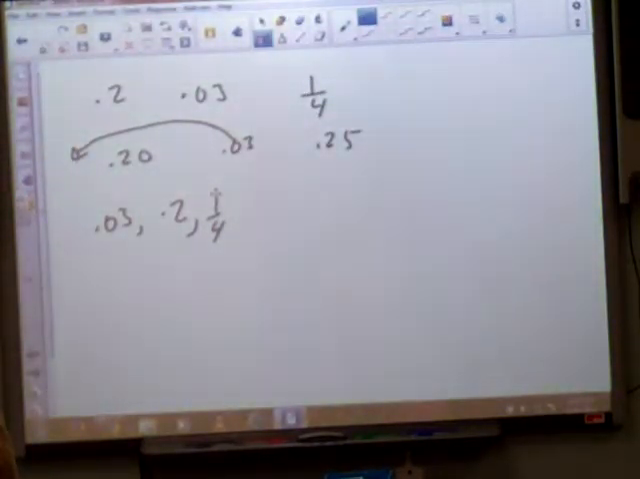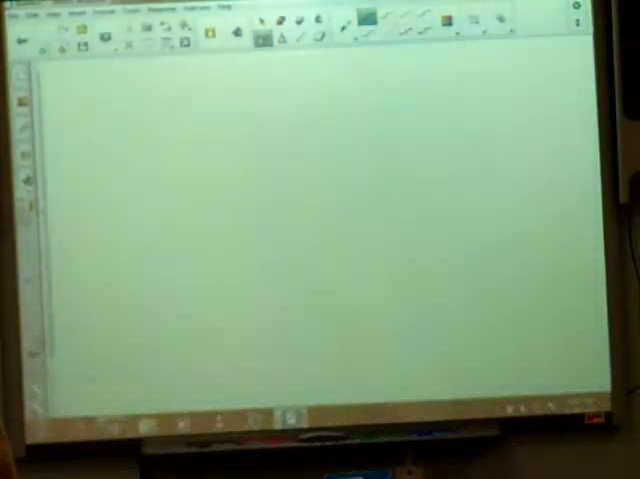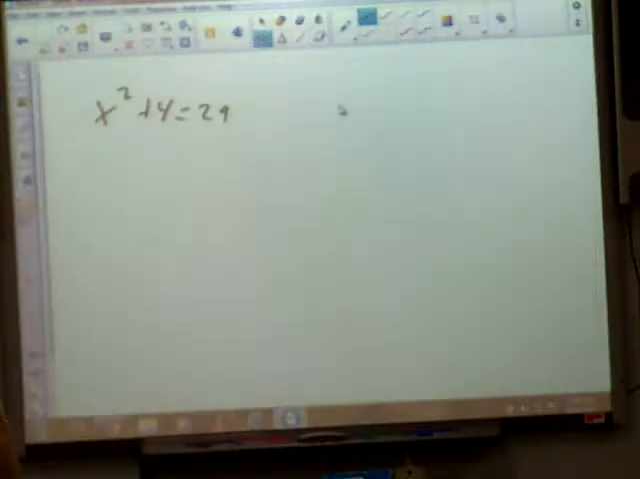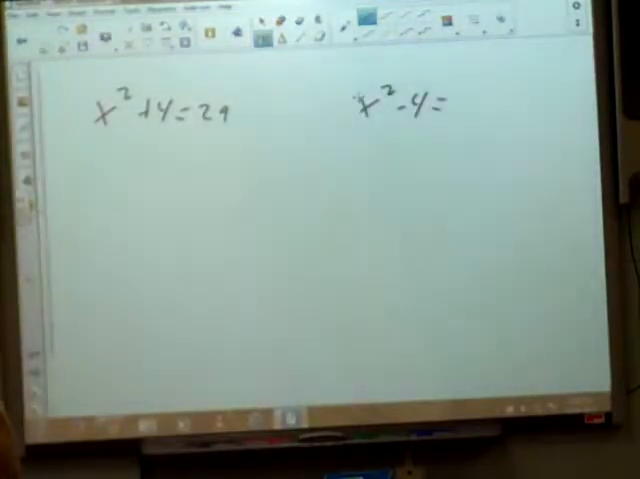Alrighty. Tell me if you have questions or concerns on any of these. On number 3, I've got x squared plus 4 equals 29. And if that's true, then what does x squared minus 4 equal, what we're trying to find.